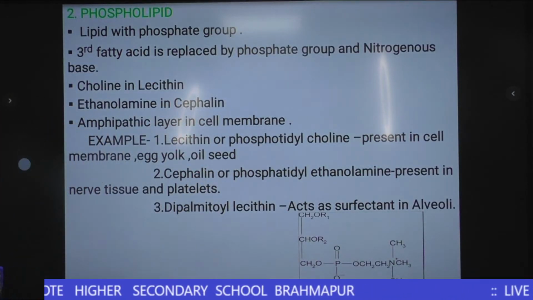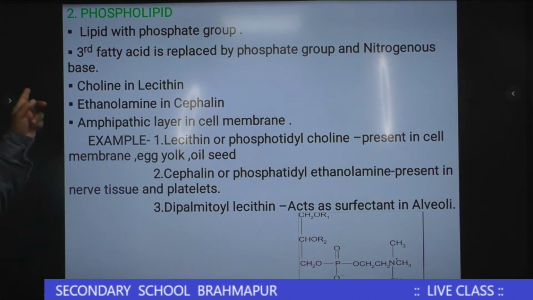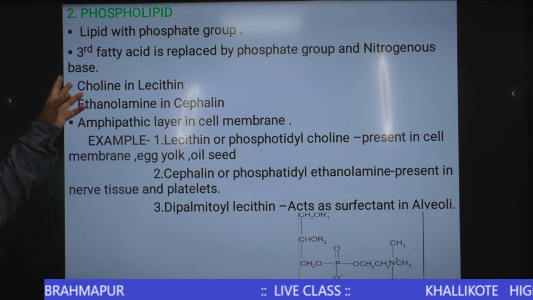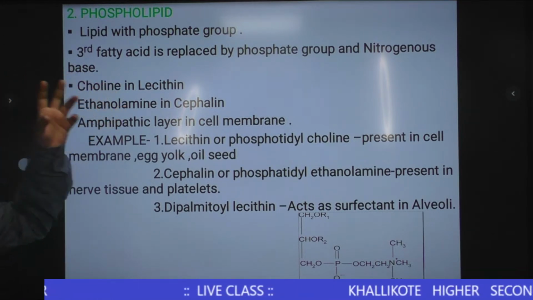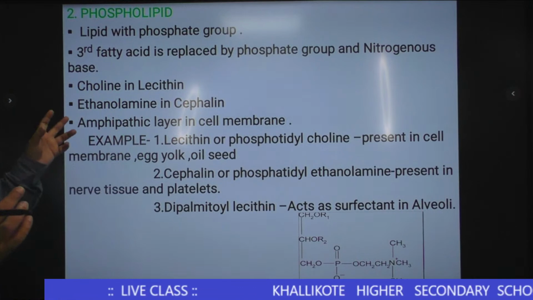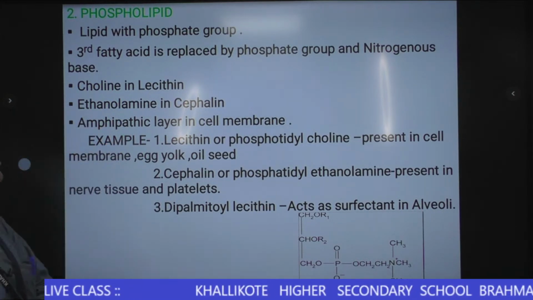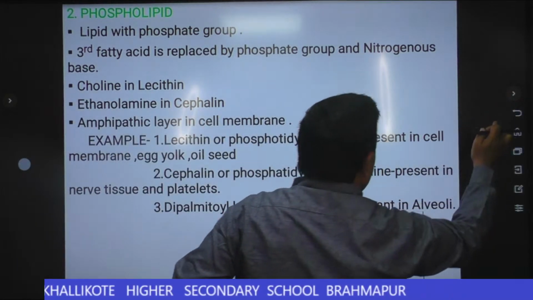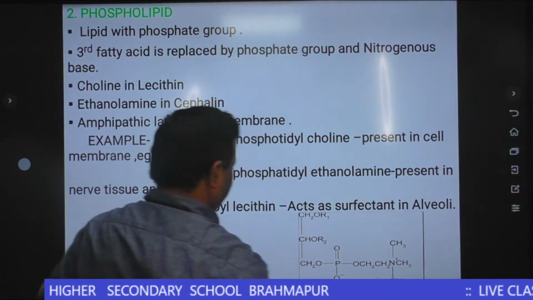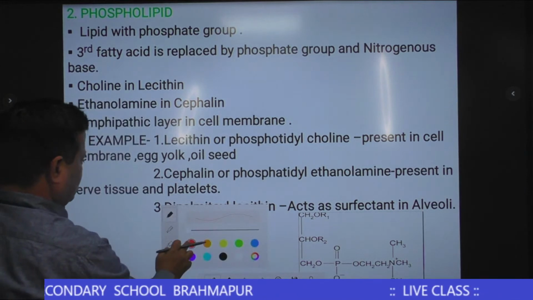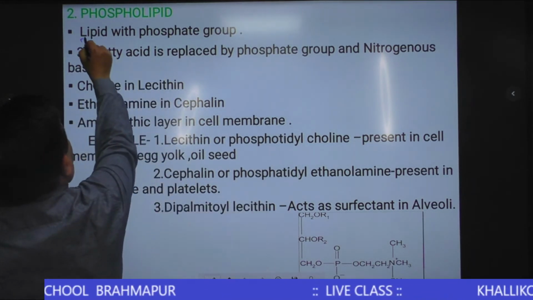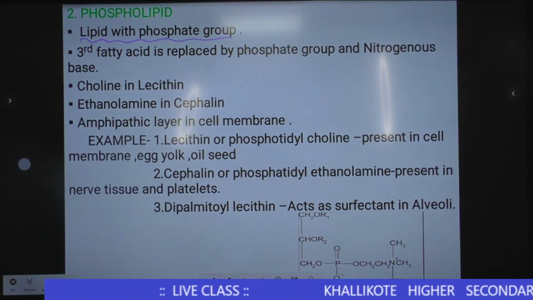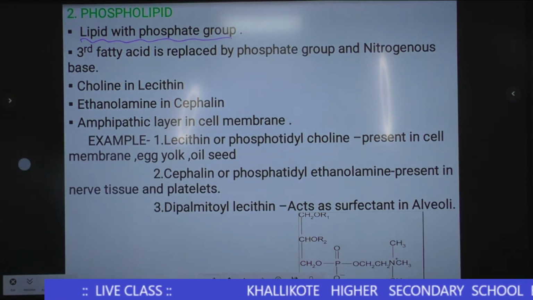Phospholipid. The second type is phospholipid, a lipid with a phosphate group. Lipids means fatty acid, glycerol and phosphoric acid. When they together constitute, they form the phospholipid. Here lipid combines with the phosphate group or phosphoric acid, that results in the formation of phospholipid.